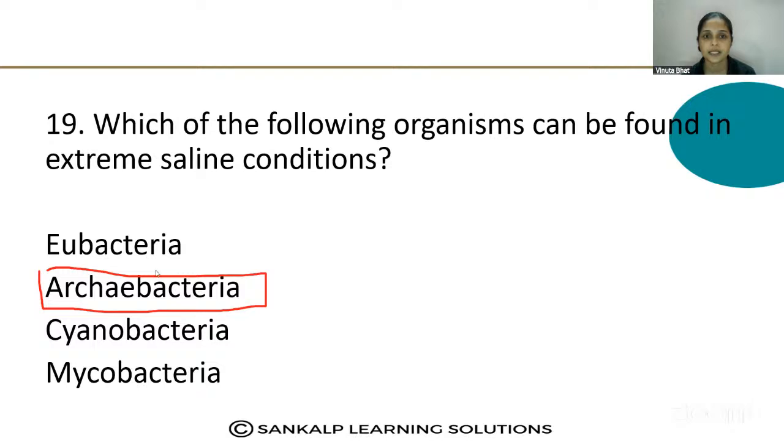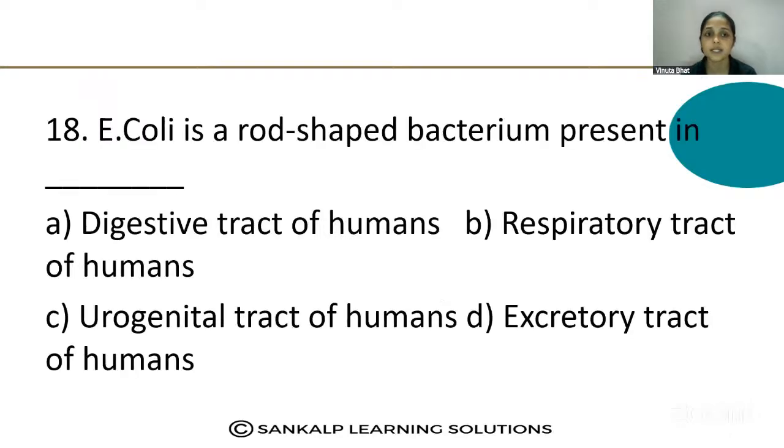Okay, you want the 18th question. Just a minute. E. coli is a rod-shaped bacterium present in the dash. In which part is it present? Digestive tract of humans, respiratory tract of humans, urogenital and the excretory tract. E. coli is the rod-shaped bacteria, the bacillus type of bacteria, which is present in the digestive tract of human beings.